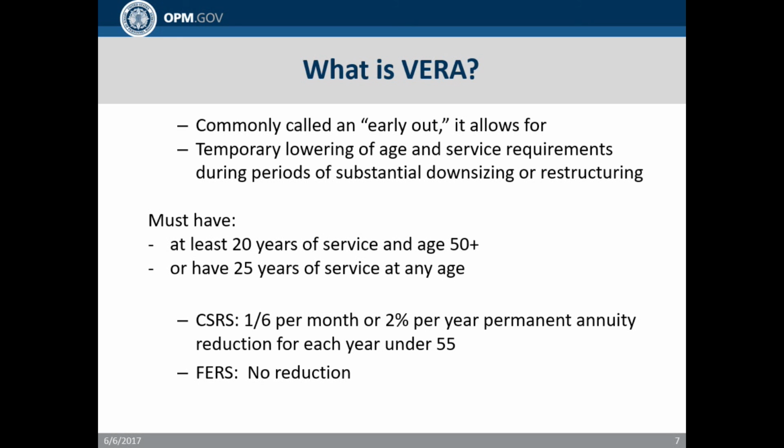They'd need to be aware, however, that depending on the retirement system they retire early under, they may encounter a reduction in annuity. Specifically, with what we call the old retirement system, the Civil Service Retirement System, CSRS, there is a 2% per year permanent annuity reduction for each year under 55 that one retires under early retirement. For FERS, the Federal Employee Retirement System, referred to as kind of the new or current retirement system, there's no reduction when you take an early out.